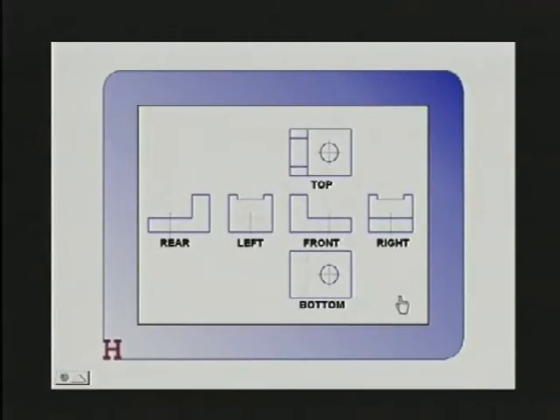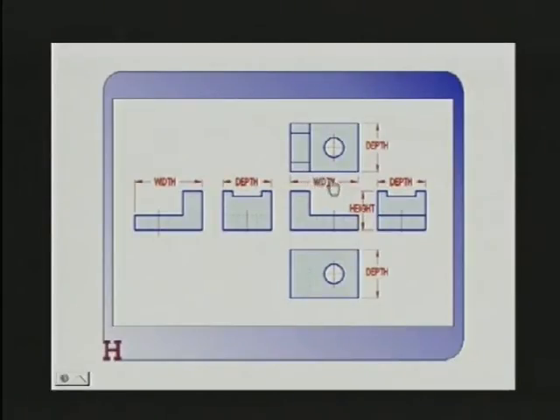Let me review one more time which of the 6 principal views show which of the 3 dimensions. The width is shown in the front, top, bottom, and in the rear views. The height is shown in the front, right side, left side, and rear views, while the depth of the object is shown in the top view, the right side view, the bottom view, and the left view.